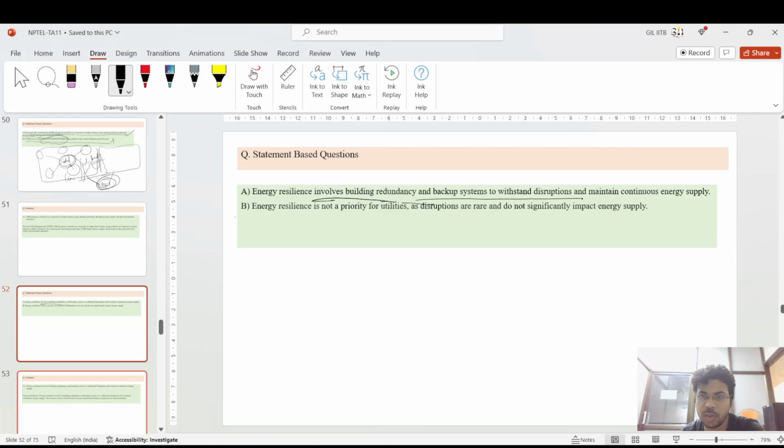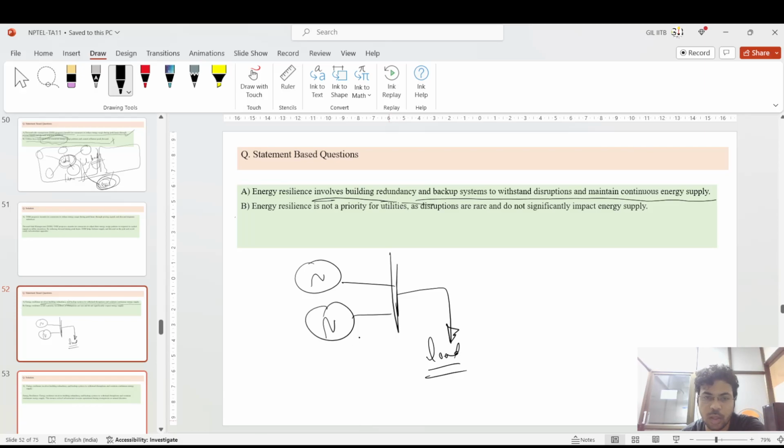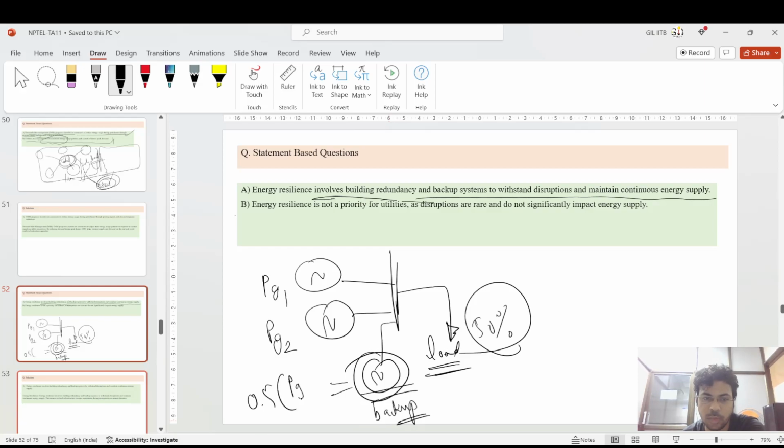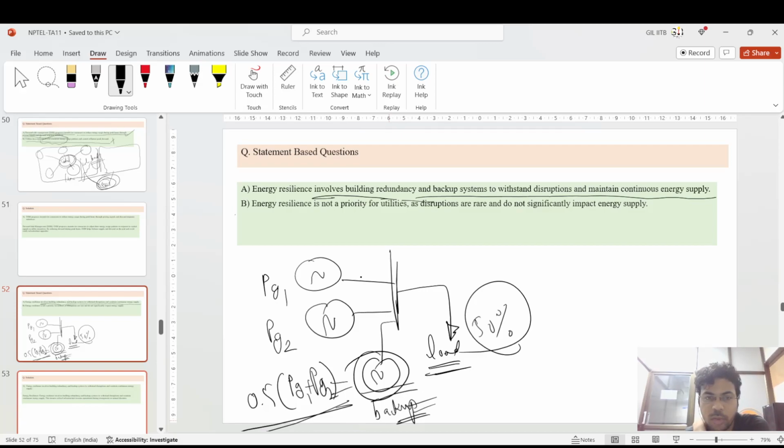The first statement is saying that energy resilience involves building redundancy and backup systems to withstand disruption and maintain continuous energy supply. Suppose you have two generators and they are needed to supply some loads. You also keep one generator as backup for supplying this load, which is not at maximum load, but you can supply at a 50% load. Suppose these are PG1 and PG2, so this backup supply is 0.5 times of PG1 plus PG2. Okay, so this is the rating of the backup generator.